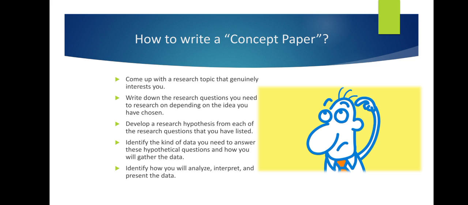Number three, develop a research hypothesis from each of the research questions that you have listed. So you develop your own guess, your academic guess, or your desired output or outcome. Fourth, identify the kind of data you need to answer these hypothetical questions and how you will gather the data. So basically, your methodology. And last one, identify how you will analyze, interpret, and present the data.